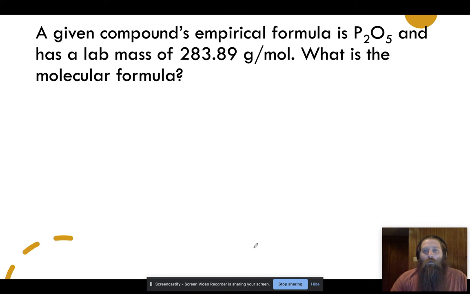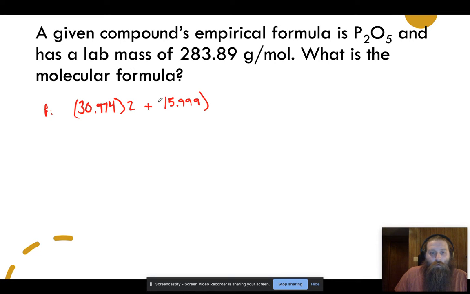Let's look at 2 more. So I have the empirical formula of P2O5 and a lab mass, so a mass that we got during an experiment of 283.89. Find the molecular formula. All right, same thing. Phosphorus, let's look up phosphorus, is 30.974. 30.974 for phosphorus. We have 2 of them, plus 15.999, and we have 5 of those in oxygen, right? So P2O5. So we punch that in the calculator.